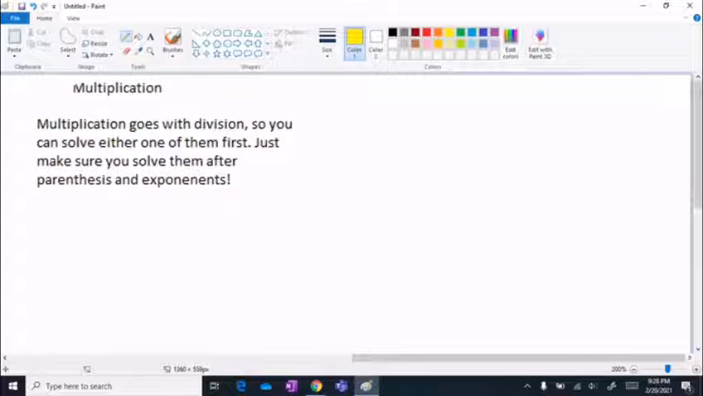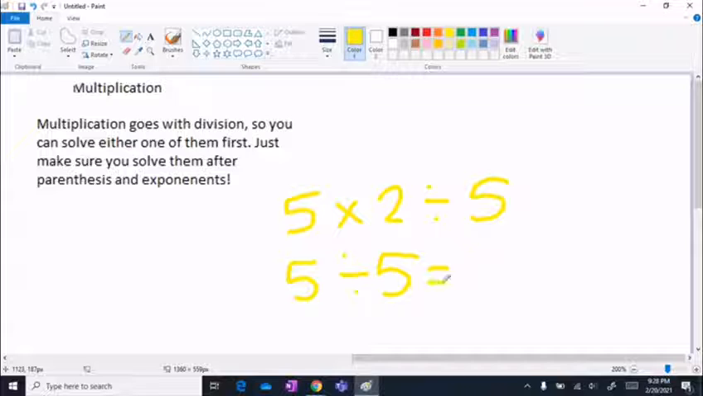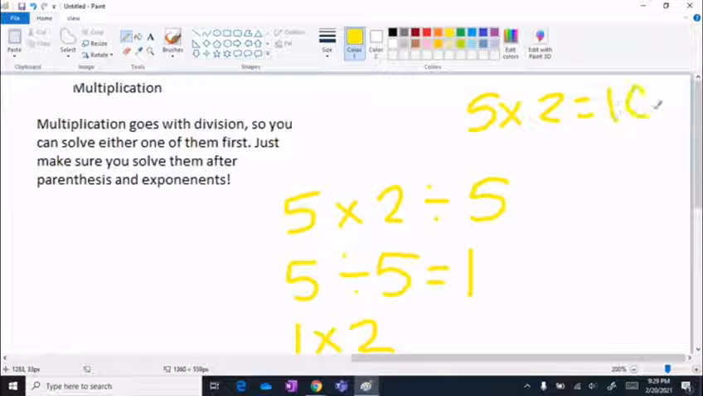Now, if you're confused, let me show you a quick example. Let's say you have 5 times 2 divided by 5. It doesn't matter which one you do first. If you do 5 divided by 5, which equals 1, and then you do 1 times 2, you're going to get 2. But if you do 5 times 2, which is 10, and then you do 10 divided by 5, you're going to get 2 anyways. So that's what it means when it says you can solve multiplication or division first.